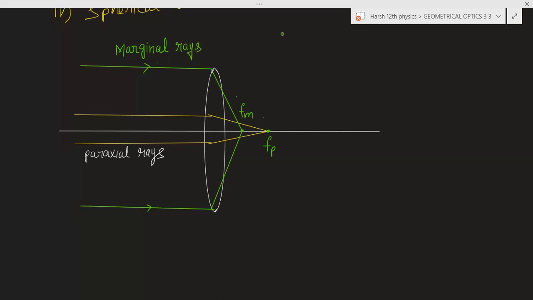Marginal rays. So now there are two focuses. Why is this happening? Because rays are parallel, these rays will not meet at a single point. They will meet at different points, so there will be an effect on the image. The image will not be clear. You will not get a clear image.